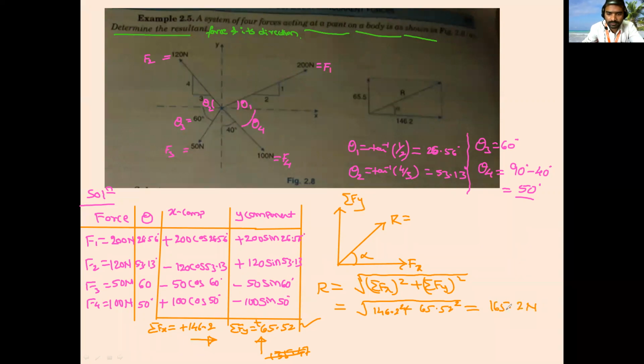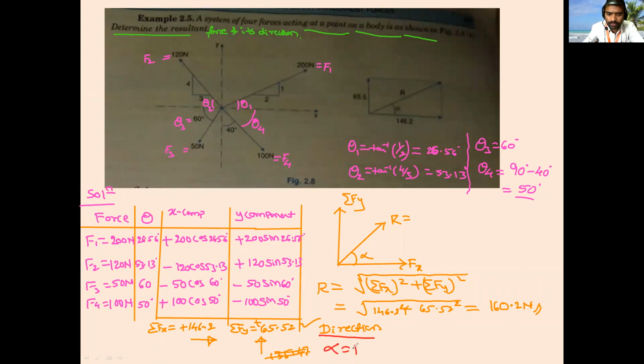160, okay, 160.2, point something. So this is the magnitude over here. Next, what you have to find out? The direction. So direction you have to calculate. How will you calculate the direction?